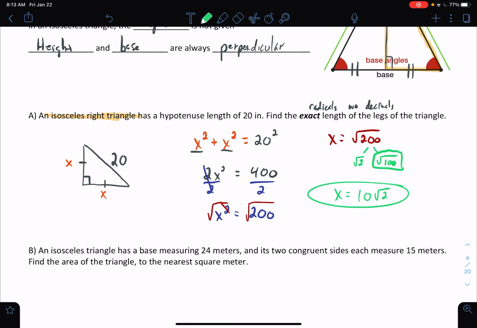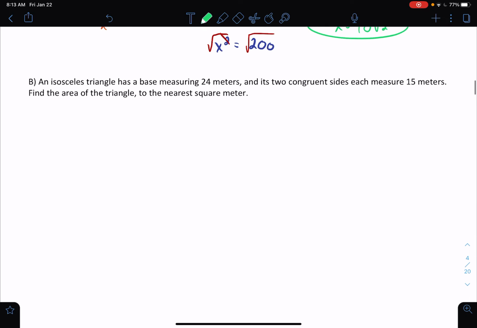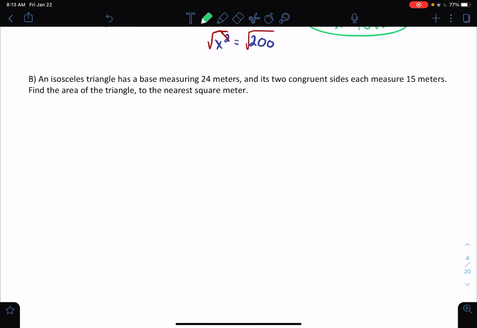In part B, you've got an isosceles triangle that has a base measuring 24 meters and its two congruent sides each measure 15. Find the area of the triangle to the nearest square meter. So this one I'm going to ask you guys to do on your own. So this is going to be a you try now. My hint, draw a diagram. And then once you draw the isosceles triangle, look for the right triangle inside of that you can draw separately to use the Pythagorean theorem. Because in order to find the area, you need the base times height divided by 2.